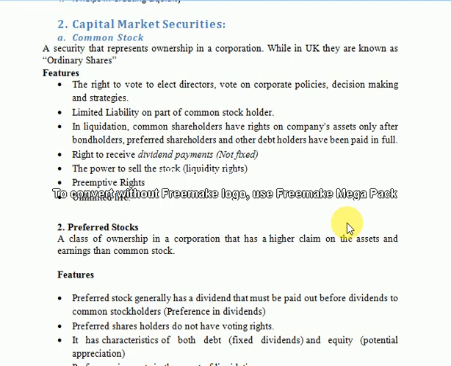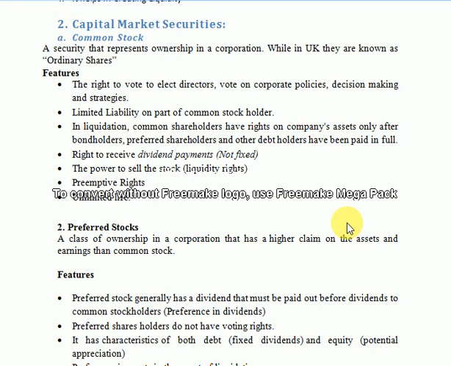Our first topic is common stock. Common stock is a type of security of the capital market. Why? Let's study why common stock, or common shares, is a capital market security. Why is this not a money market security? Let's look at what common stock is.